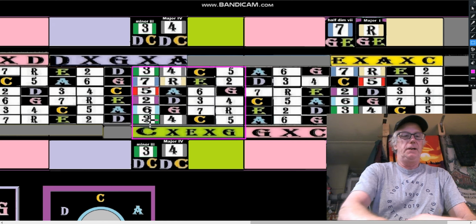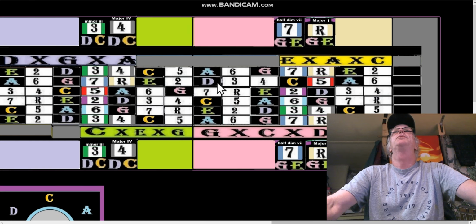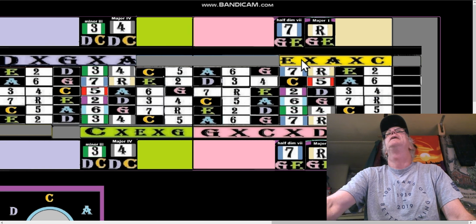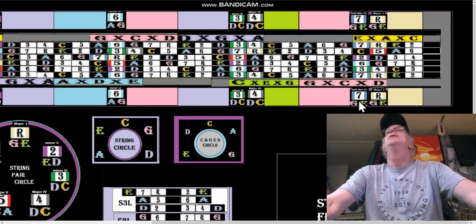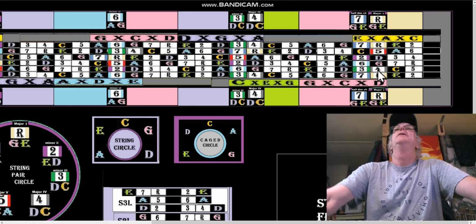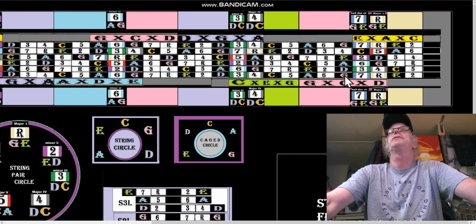So from the DC here, and then we have the last one. I don't seem to be able to get this one. The last guy is up here, which is the GE shape, which is the 7 root shared shape. So we have here G 6 7 root G string shape, and we have the E 6 7 root 2 E string shape. They're cage linked, and they share the 7 root.